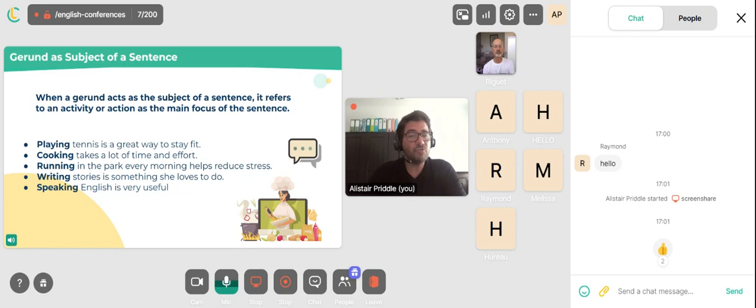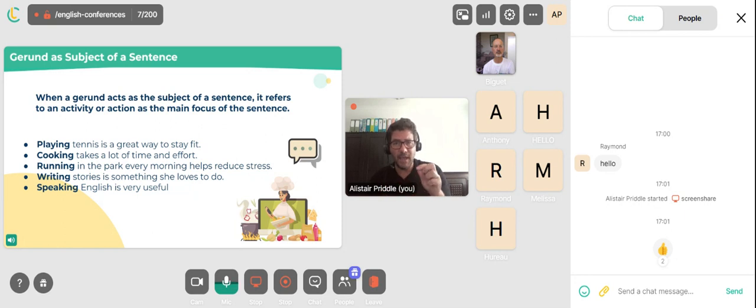Playing tennis is a great way to stay fit. Cooking takes a lot of time and effort. Running in the park every morning helps reduce stress. Writing stories is something she loves to do. Speaking English is very useful. So a gerund can act as the subject of the sentence before the main verb in the sentence. Okay, and when it does this, the activity or action is the main focus of the sentence.